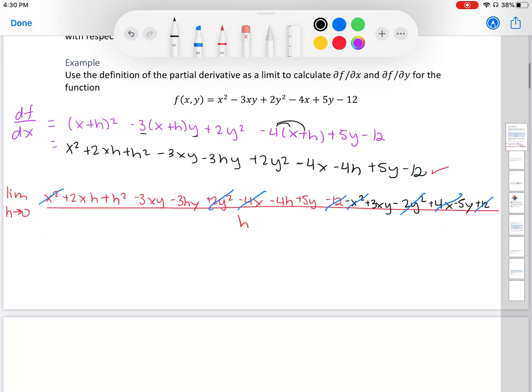So what are we left with? We're left with the limit as h approaches 0 of 2xh plus h squared minus 3hy. Oh, my xy terms also add up to be 0. So xy is gone.